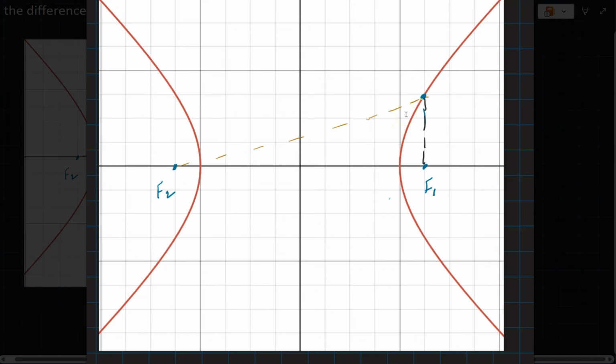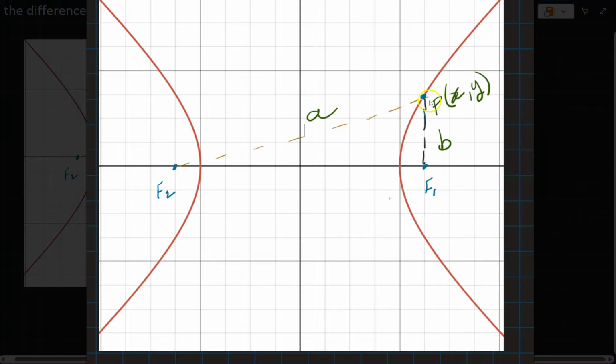Imagine that you have two fixed points, and I call them F1 and F2. They are called foci, each one a focus. And let's suppose we have a point P on the graph, with coordinates x, y. Now, this point moves in a path according to the guideline that the distance between this point P and F1, let's call that B, and the distance between point P and F2, let's call that A.